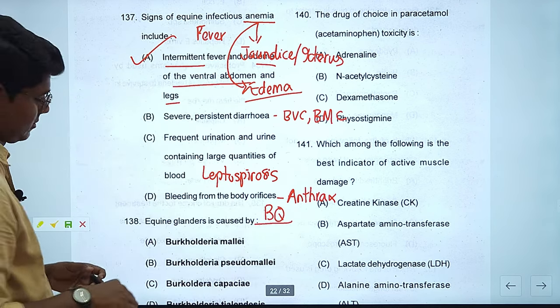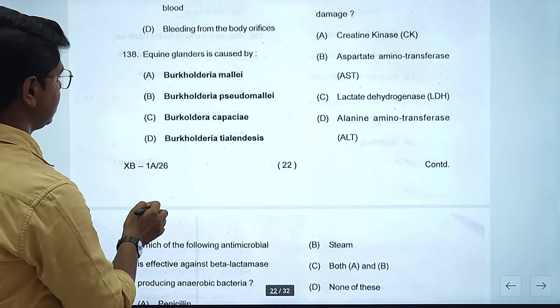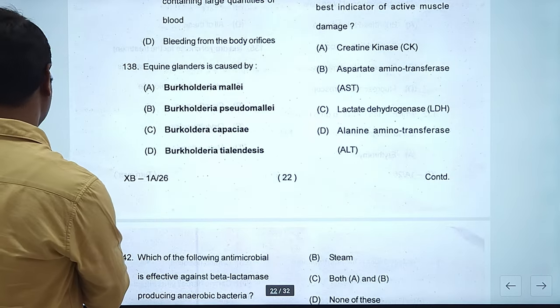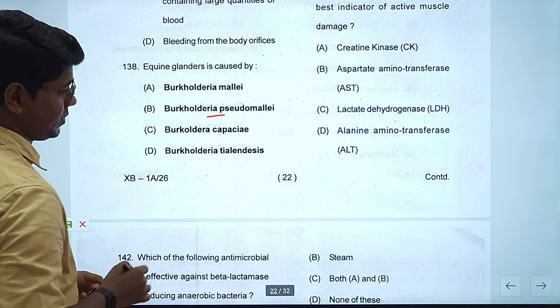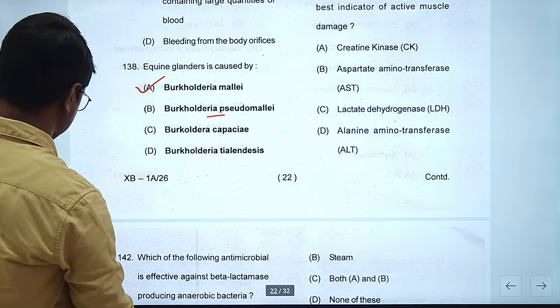Equine glanders is caused by, in your answer key, the answer is actually wrong. It is written Burkholderia pseudomallei, but the answer is Burkholderia mallei, earlier known as Pseudomonas mallei.